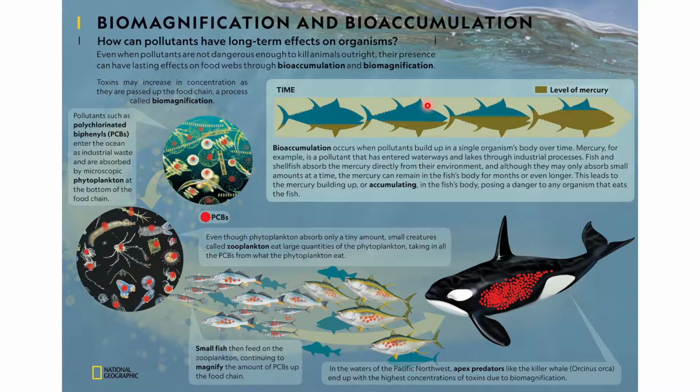And so this is biomagnification, and bioaccumulation is actually the accumulation that takes place in a single organism over time because of the lifespan of these organisms. Like for a large fish that lives for several years, for example 10 years, fish and shellfish absorb the mercury directly from the environment, and it remains in the fish's body for long periods, and this leads to mercury buildup, and then humans that eat this fish will also end up with intoxication with mercury.